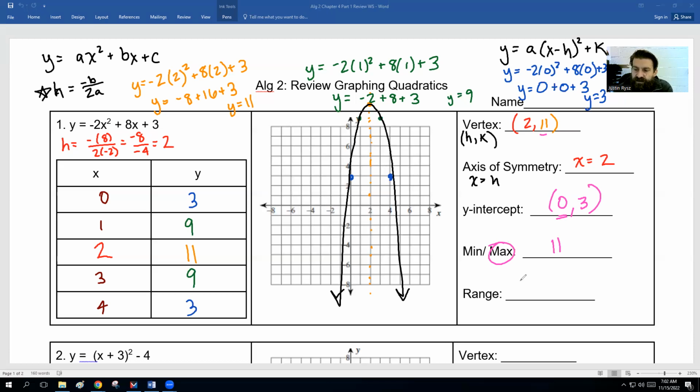All right, and then a range. Since we have a maximum, our range goes from negative infinity, that's the lowest this graph goes down to, all the way up to 11.